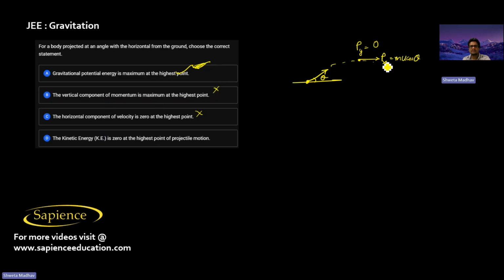So the statement that the vertical component of the momentum is maximum is false. The kinetic energy is zero at the highest point of projectile motion, it is also false. So gravitational potential energy is maximum at the highest point, which is true. So option A only is the correct statement.